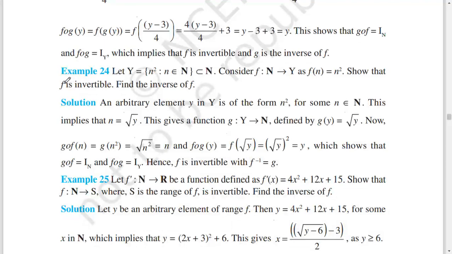Example 24. Let Y equal to N squared, N belongs to natural numbers, a subset of N. Consider f: N → Y as f(n) equal to n squared, so that f is invertible. Find the inverse of f. Solution.